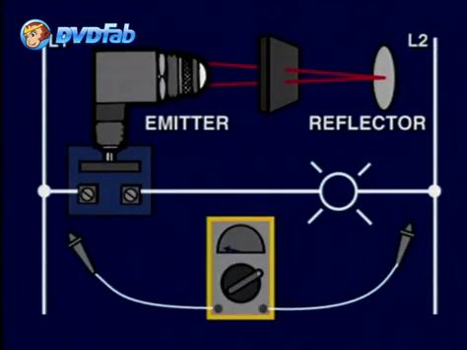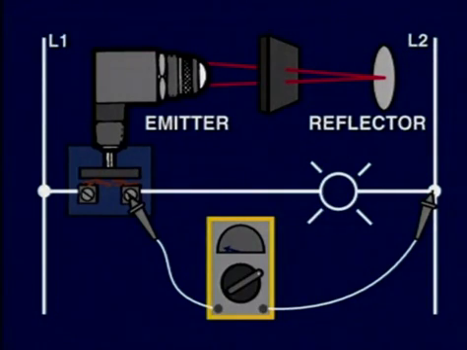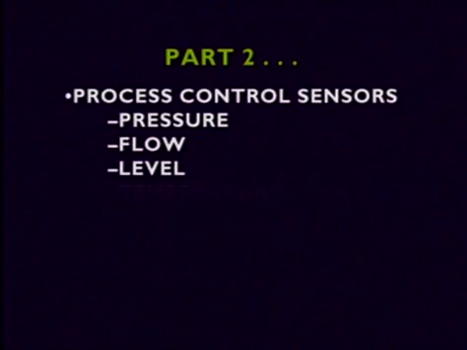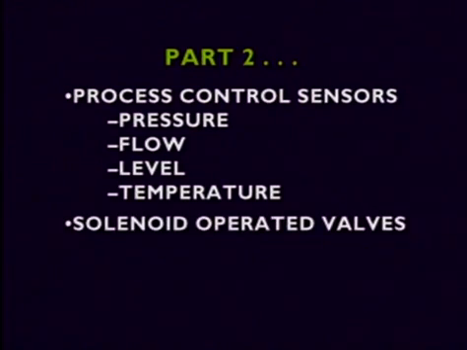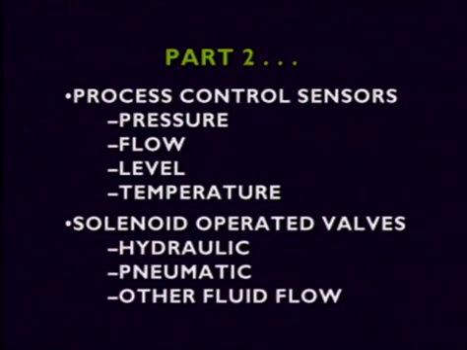If the light detection is okay, and the contacts do not activate, you will need to test the contact terminals with a voltmeter to check for voltage. If moisture has gone inside the contact assembly, a corrosion of contacts may have occurred, and the contact assembly would need to be changed. In Part 2, we'll cover the process control sensors used to detect pressure, flow, level, and temperature. Then we'll go over in detail about solenoid-operated valves used in hydraulic, pneumatic, and other liquid flow control applications.